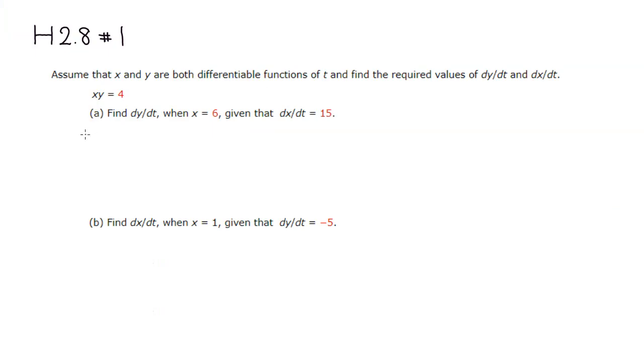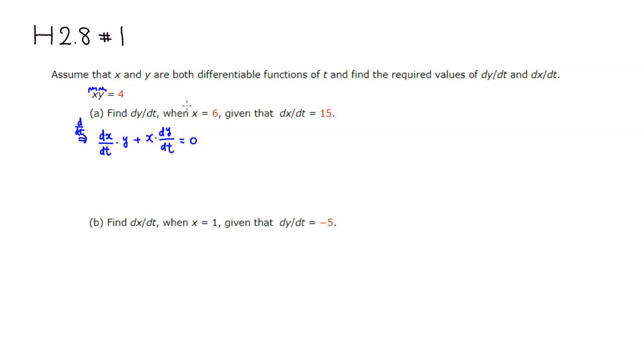First, I'm going to take the derivative of the equation with respect to t. Since there are two things multiplied together, we have to use the product rule. Take the derivative of the first guy, so you have dx over dt times the second guy, which is y, plus the first guy, x, times the derivative of the second, so dy over dt, is equal to, and the derivative of 4 is 0.